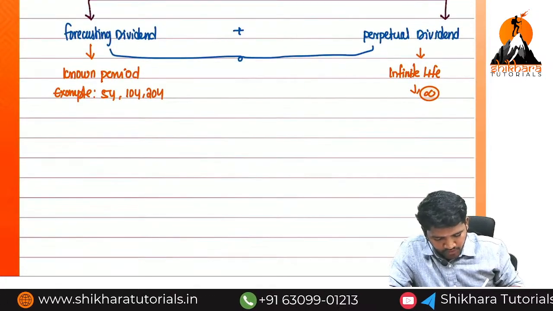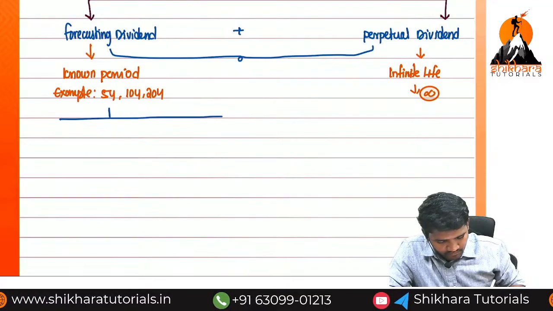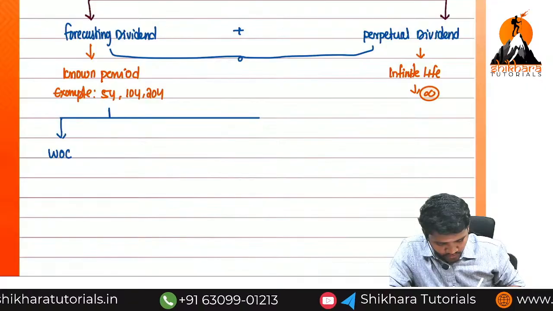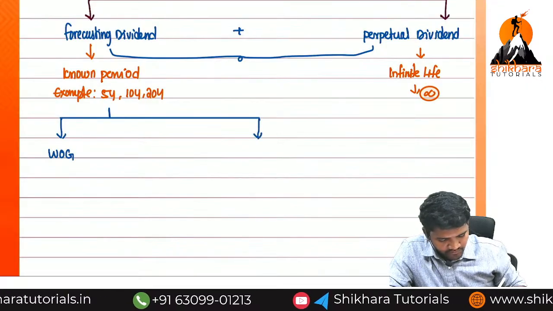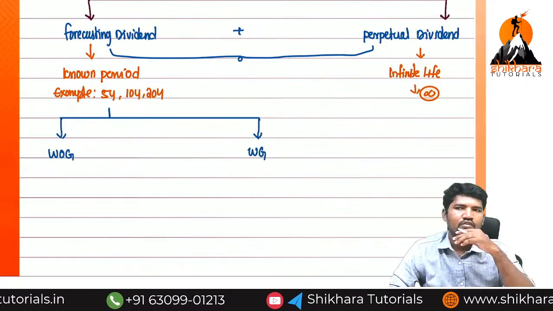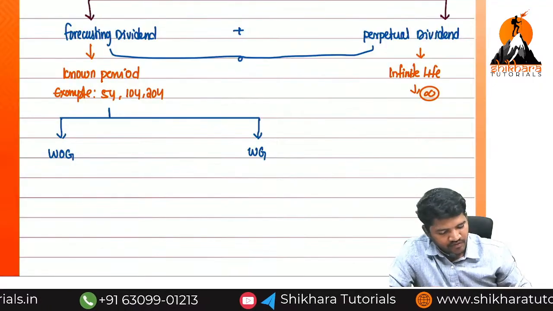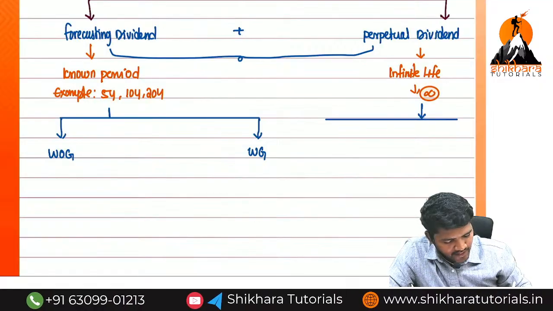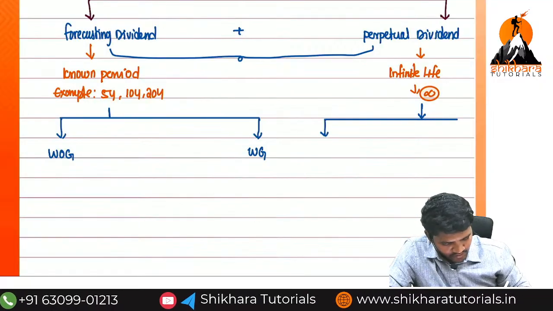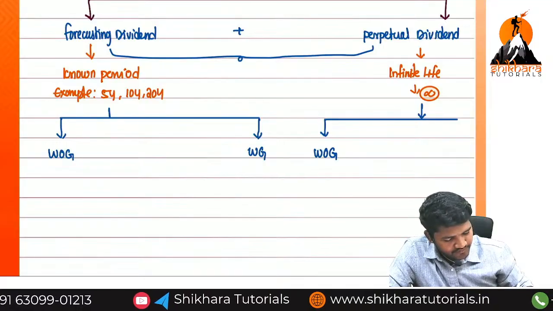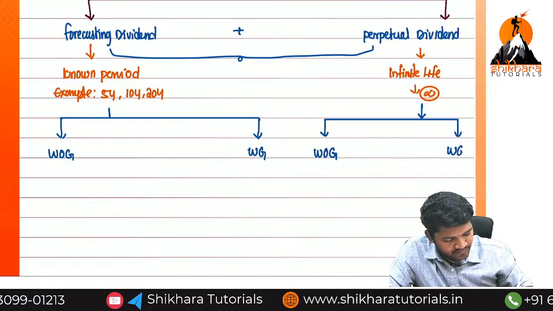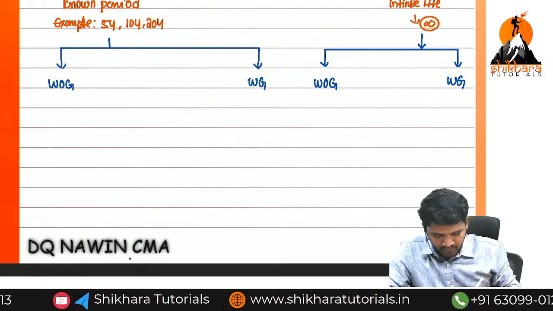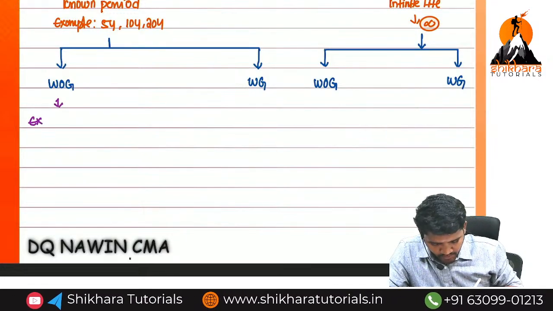When it comes to forecasting dividend, we have without growth and with growth. For the perpetual period calculation also, we have the same concepts, called without growth and with growth. Take an example to understand.